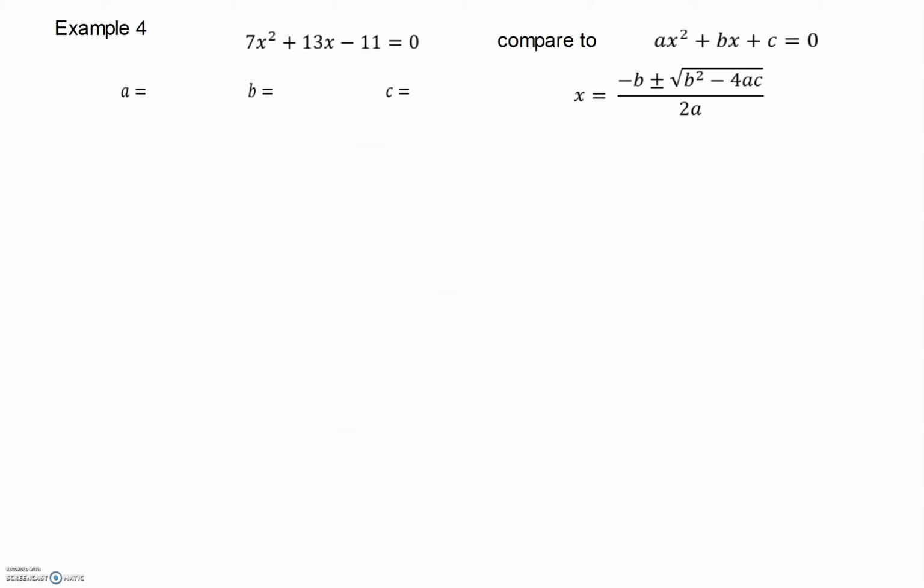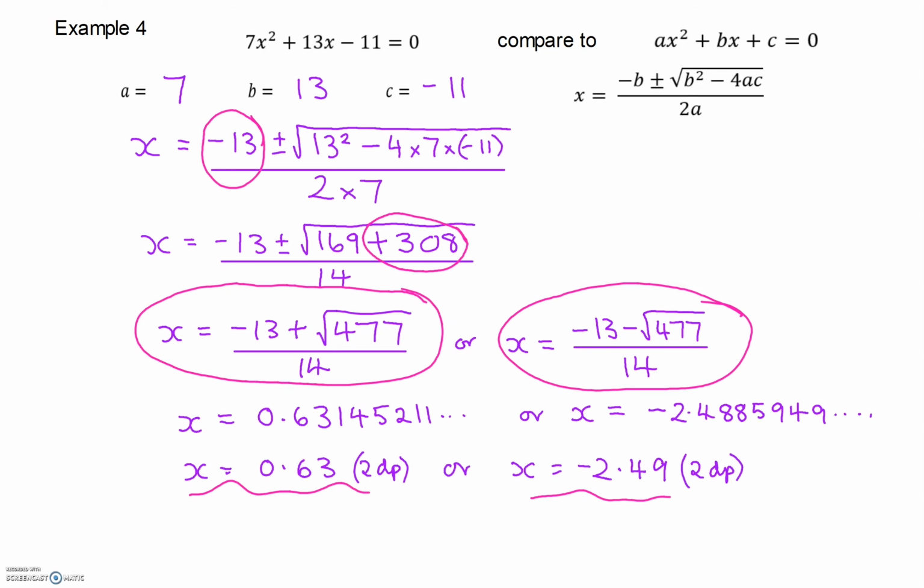Now we're going to look at example number 4. This time we have more than 1x squared, so A is going to not be 1. We have a positive value of B, but we have a negative value of C. So again, I'd like you to pause this video. I'd like you to write this example down into your books, and I'd like you to have a go at substituting it into the quadratic formula. So here is my solution, and I'd like you to just copy that down and follow it through if you haven't already done that one, and check that you get the correct answer.